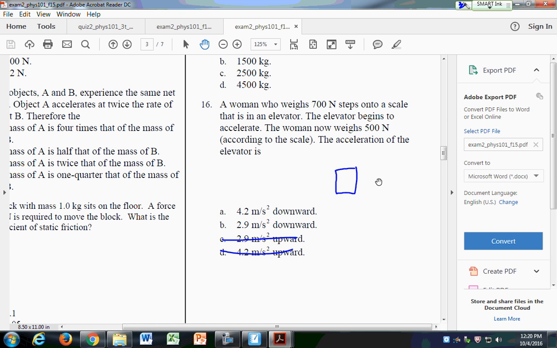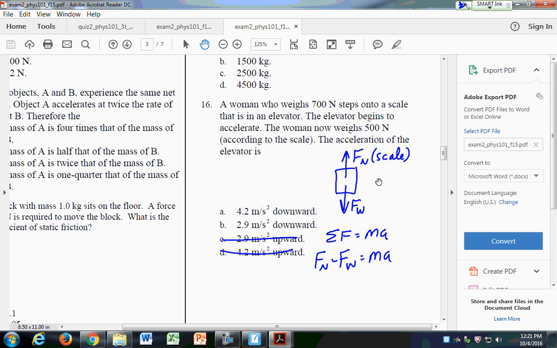Let's imagine this is the lady. This is my normal force. This is her weight. This normal force is like what the scale reads. When a scale reads, it reads normal force, not weight. It's hard to measure your weight, but it's easy to measure the normal force. And so I say the sum of the forces equals ma. The sum of the forces is Fn minus Fw, and that's equal to ma.